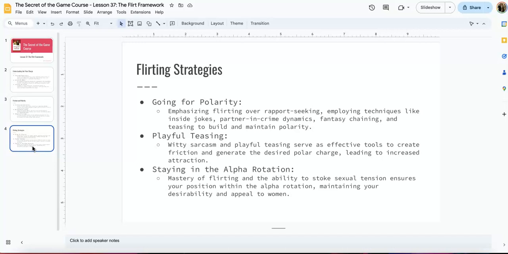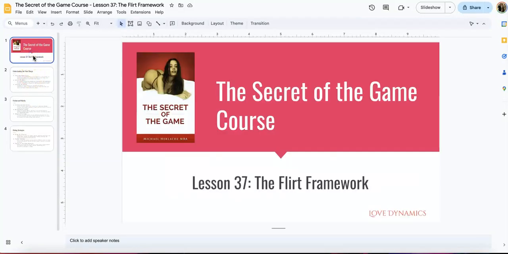So hope this was helpful. We want to be thinking in terms of polarity, not in terms of friendship with her. And how do we do that with the flirt framework and the best possible flirt with free association flirting?